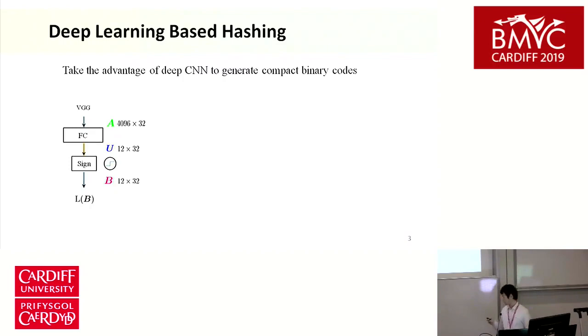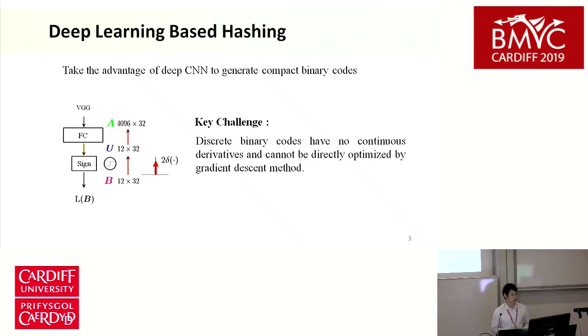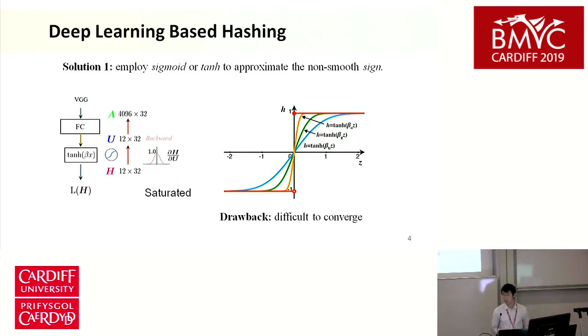But there's a key challenge for this. Because the discrete constraint on the binary code has no continuous gradient, it cannot be directly optimized by the gradient descent method. One of the solutions is to employ the sigmoid or tanh to replace the non-smooth sign function. But for this method, there's a drawback. It's very difficult to converge. Also, it has a saturated area, so it has no gradient in the saturated area.